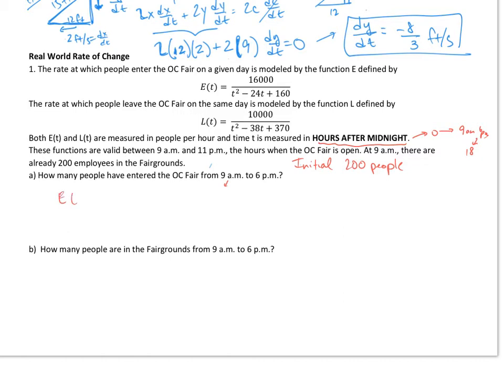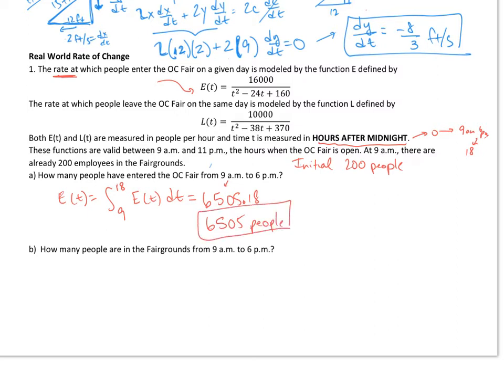Since this is a rate right here, the amount of people that have entered is going to be the integral of that. So a rate is per time. To undo that, I'm going to integrate, and I'm going to get rid of that time factor in there. So we want the integral from 9 to 18 of E of t dt. That's how many people have entered. And you can do this on your calculators, and you'll end up with 6505.18. So we're going to round this to 6505 people.